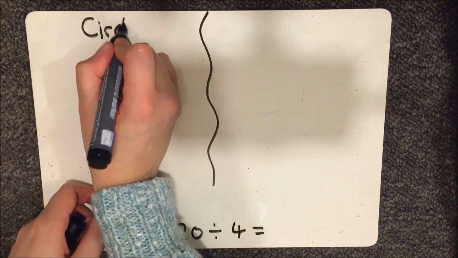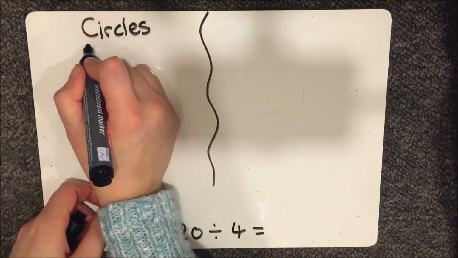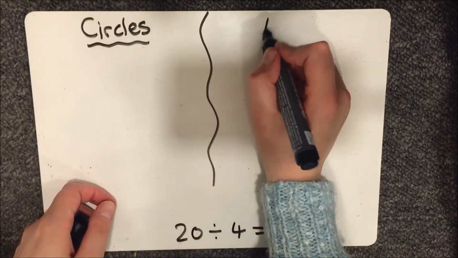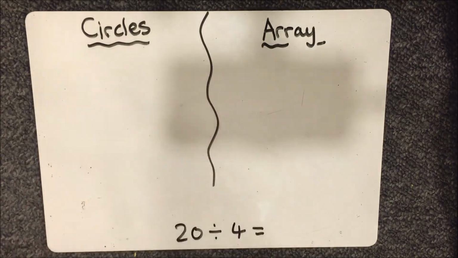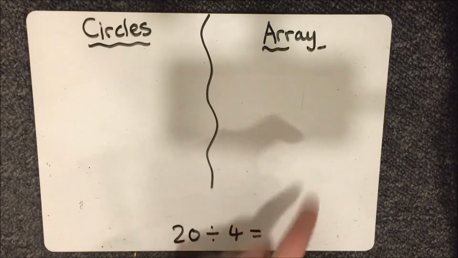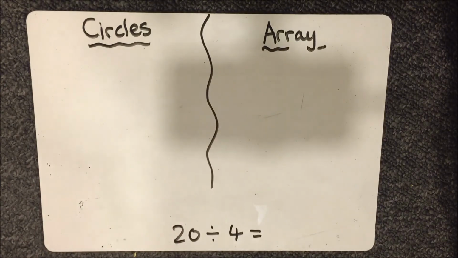And you're going to solve it using sharing circles, and then an array. Do you remember the lines that we did? We arranged them into lines. Pause the video, have a go at completing this with sharing circles, and then your array. Ready to go through it together? I'm not going to do it with objects this time, you might have though.